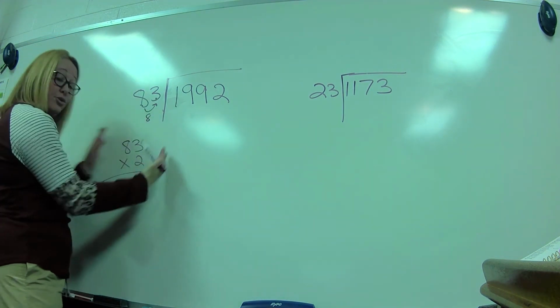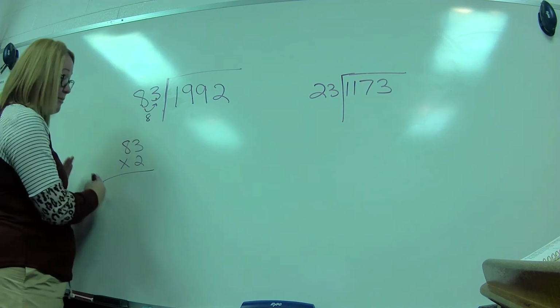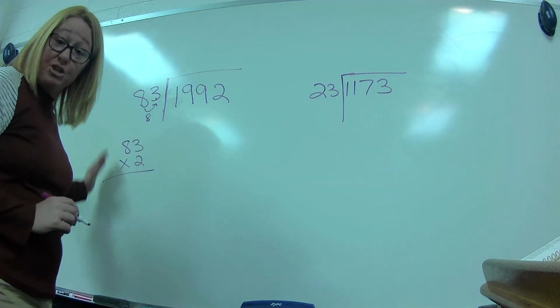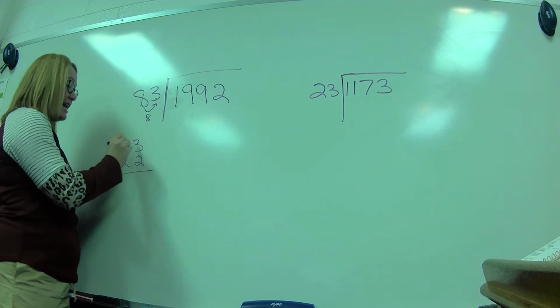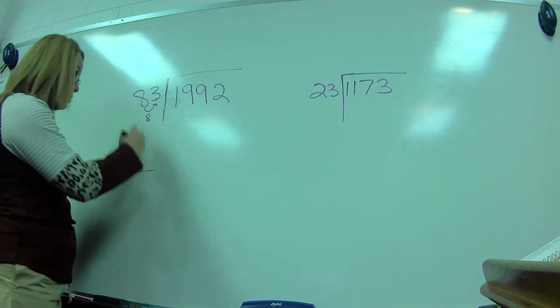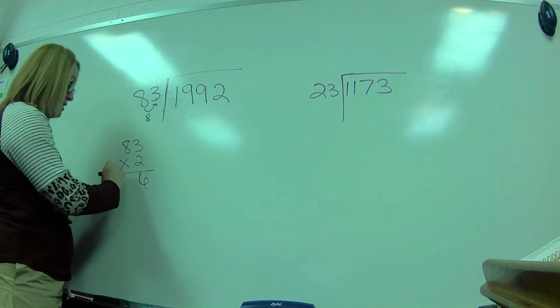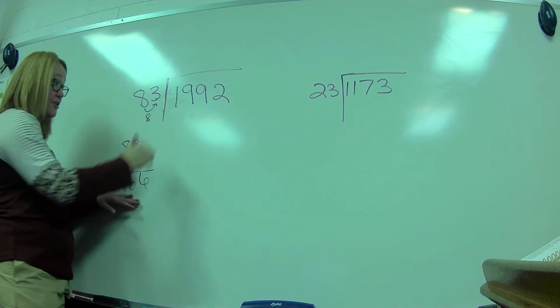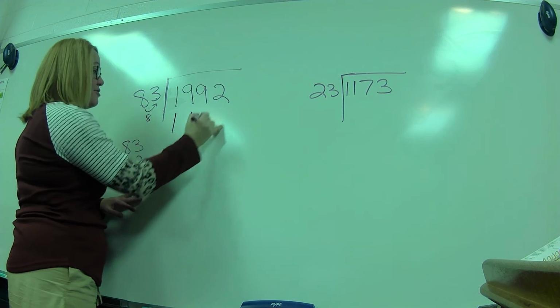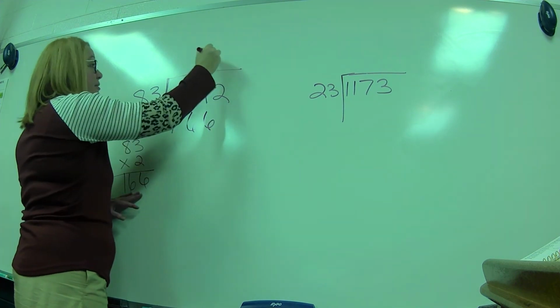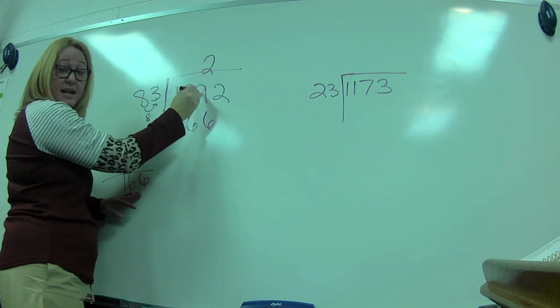So over to the side of my math problem, I do my scratch work. I work out 83 times 2. What's 2 times 3? 6. What's 2 times 8? 16. All right, 166. So I write 166. I put my 2 above this 9.